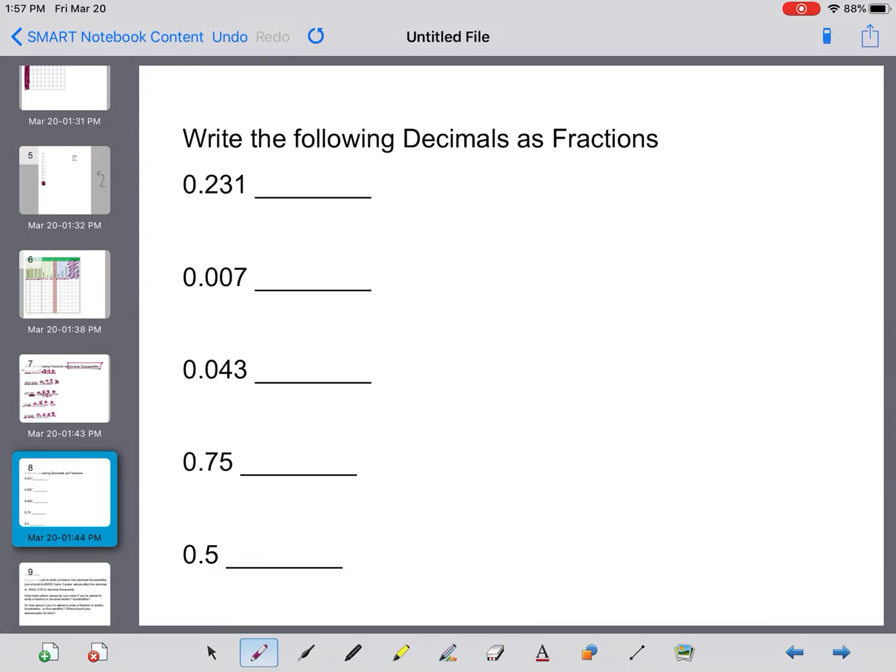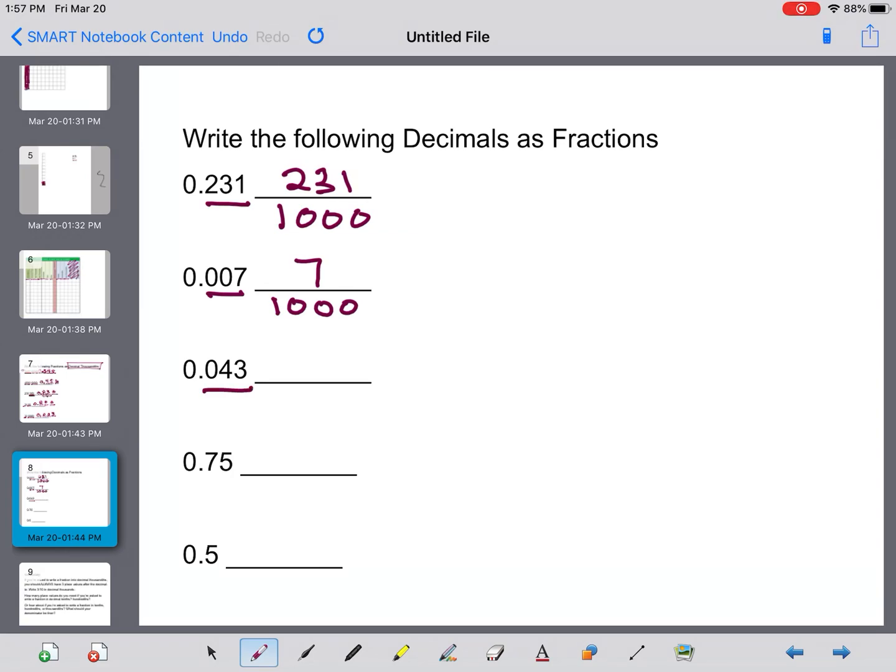All right, so now we want to write these decimals as fractions. So this is a pretty simple one again as well. With 0.231, we've got 3 place values after the decimal, so we know that it has to be over 1,000. Our denominator is 1,000, and our numerator, very simply, is just 231. Okay, this one, again, there's three places after the decimal, so we know we need to have 1,000 as the denominator, and our numerator is just going to be 7.